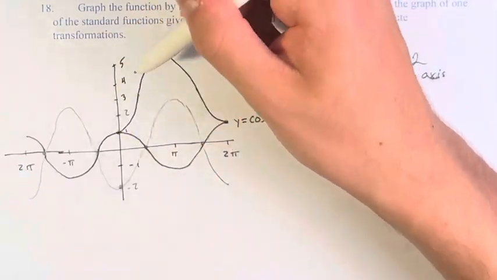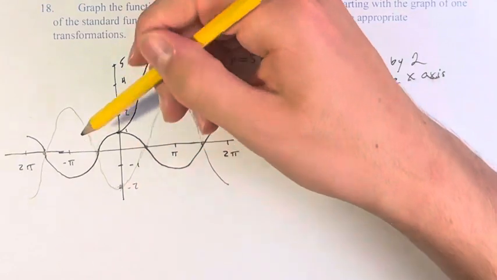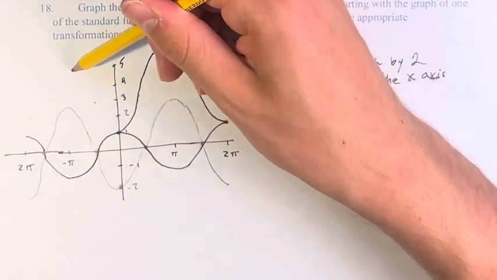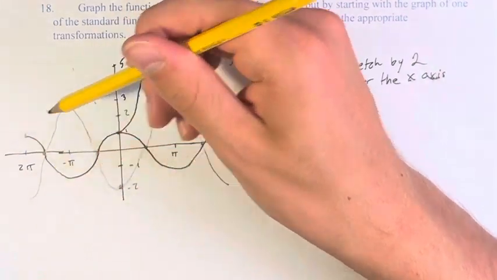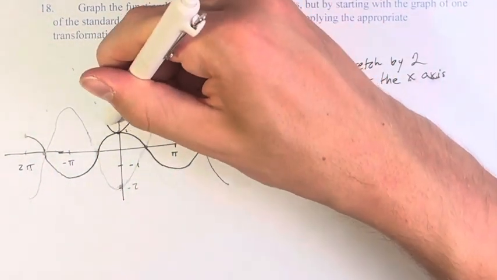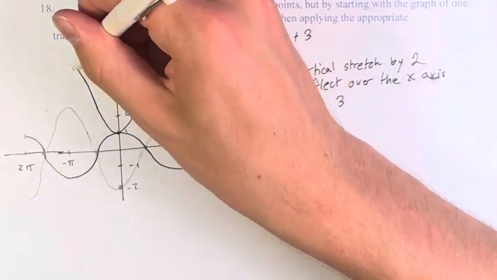And then we're going to do a similar thing here, where we move all the points up. So 0 becomes 3, 2 becomes 5, 0 becomes 3, and negative 2 becomes 1. So this also looks a little bit like this.